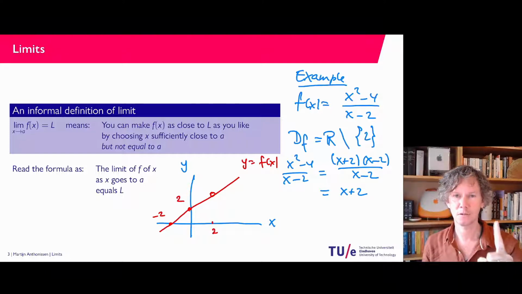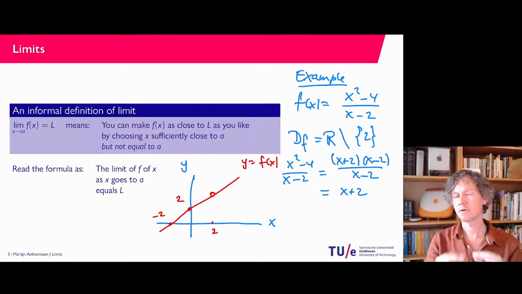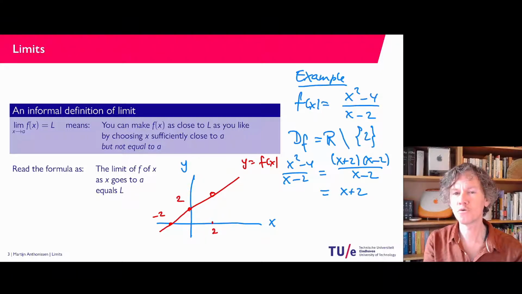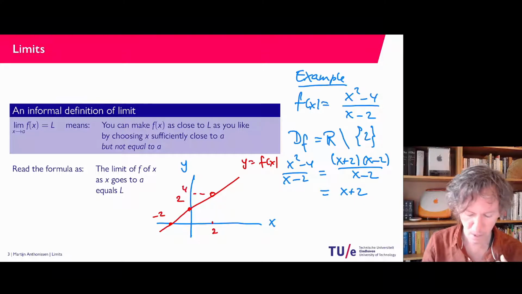Now, of course, it is clear that if you approach x equals 2 from the right, if you pick values very close to 2, or you go from this direction, it doesn't really matter if you go less than 2 or bigger than 2, you can have f of x as close to 4 as you like, because that would be the value here, right? This value here would be 4.